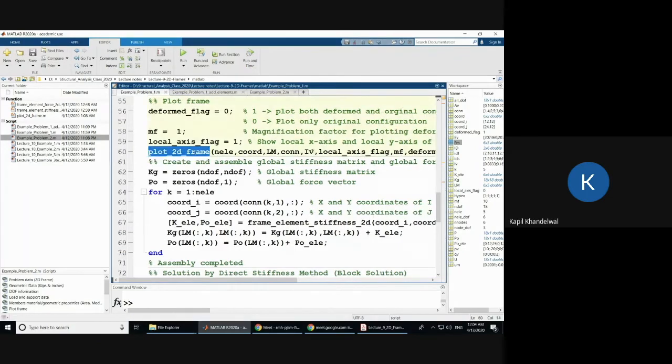But for plotting the frame, I'm also using this IV. The reason I'm using it, I'll show you in the next example. This actually tells me whether the member is a beam or a truss member, because if some members are truss members or braces, I just plot them in a different color. So this is just used to indicate different colors in the plot.